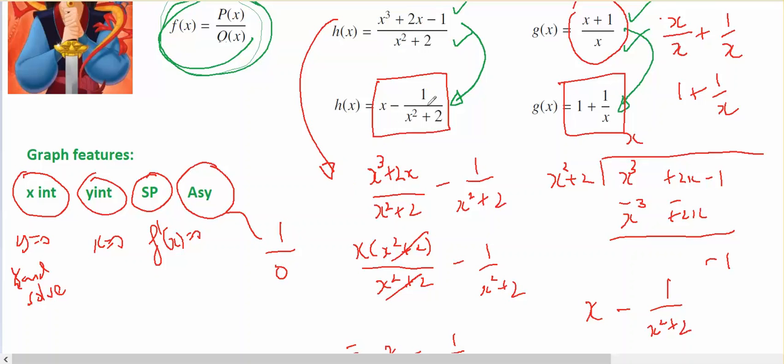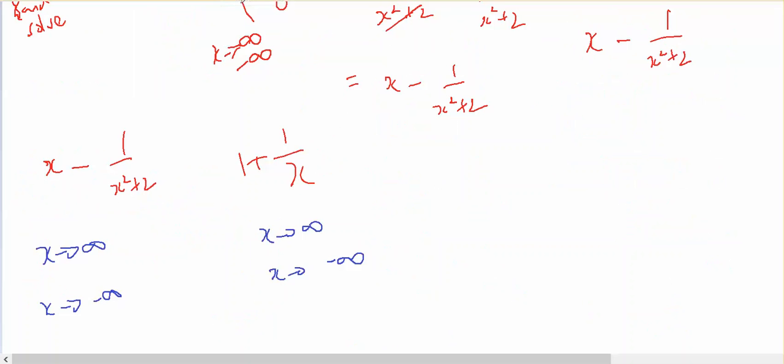So in this particular case, I'll have an asymptote where this is equal to 0, where this is equal to 0. So I'm looking at the denominators. And if I make x approach infinity and negative infinity, that will give me my second asymptote. What do I mean by that?